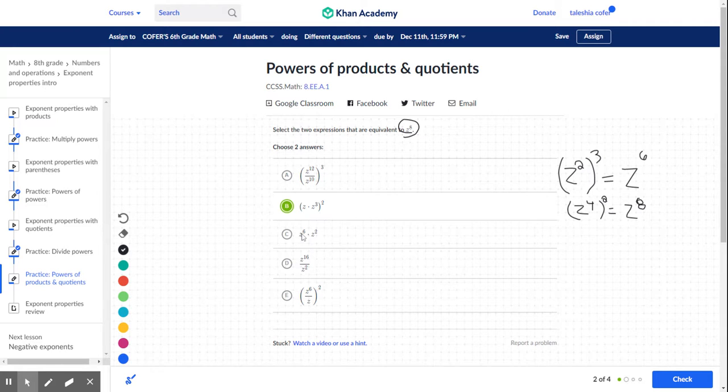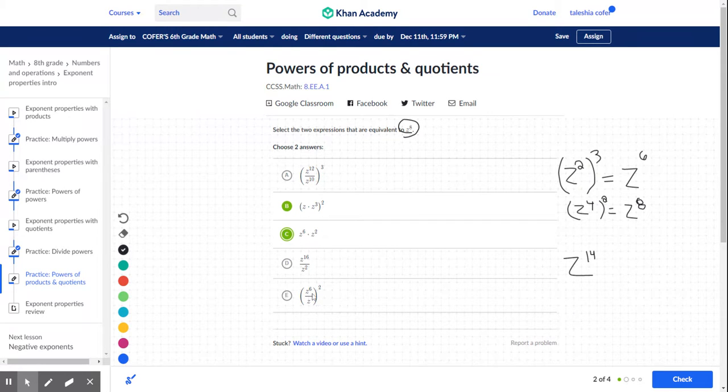On C, I have z to the 6th power times z squared. That's 6 z's and 2 more z's. I have 8 z's. Remember, when you are multiplying exponents with the same base, you can keep your base and add your exponents. On D, I am dividing them. They have the same base, so I would subtract my exponents. Z, which is my base, stays the same, but 16 minus 2 would give me 14. I'm not looking for z to the 14th power, so that will not work.